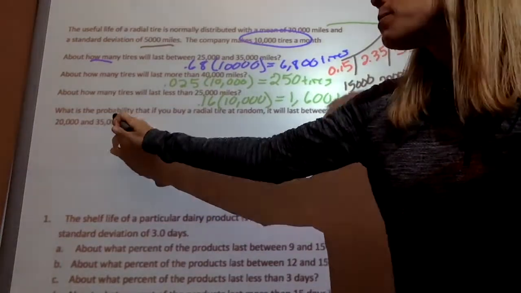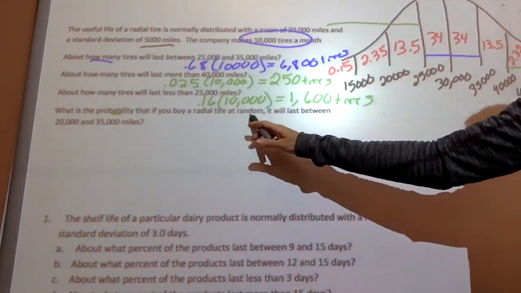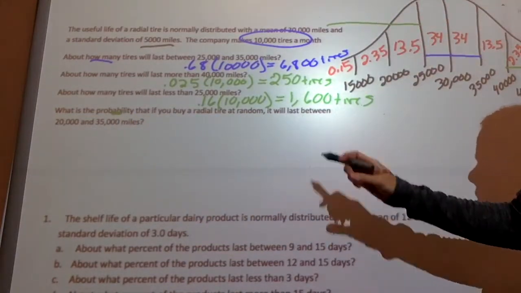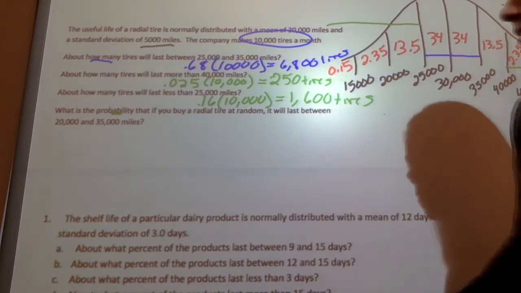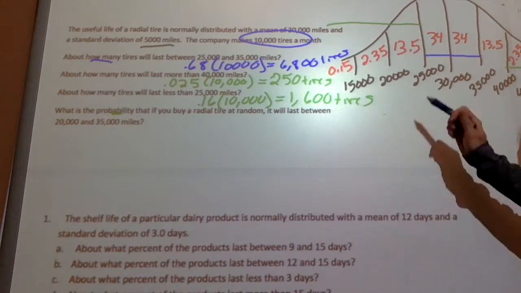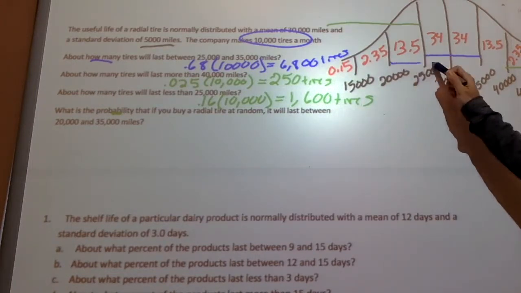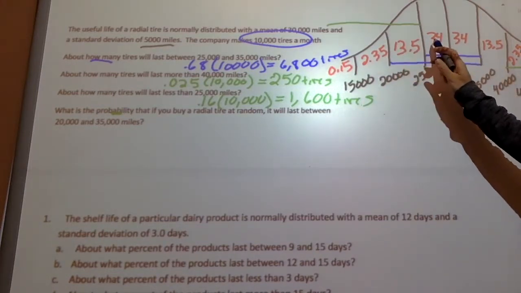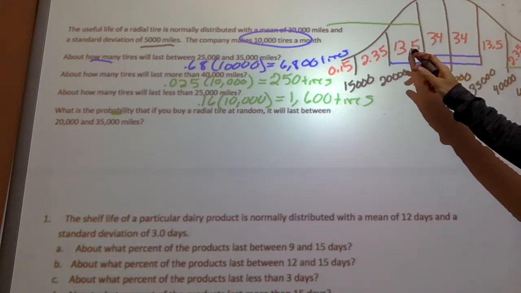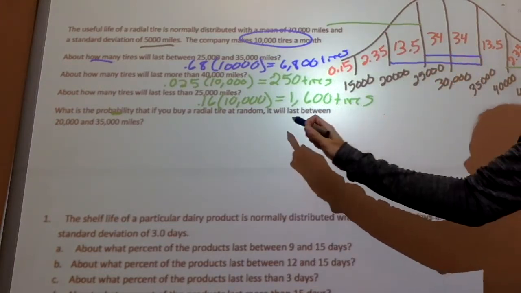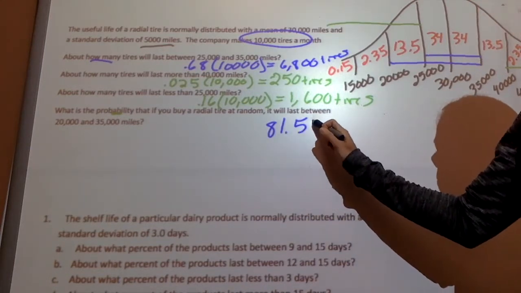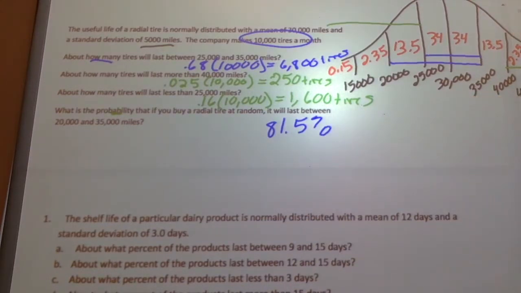What is the probability that if you buy a radial tire at random, it'll last between 20,000 and 35,000 miles? So between 20 and 35, I add up those 3%. So 81.5%, right? Because it says what's the probability.